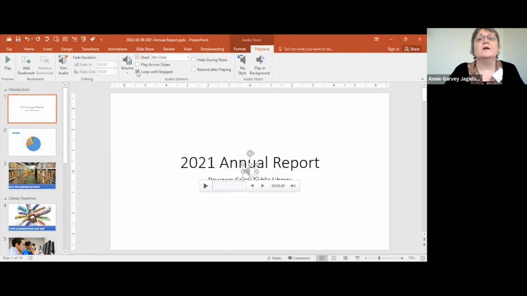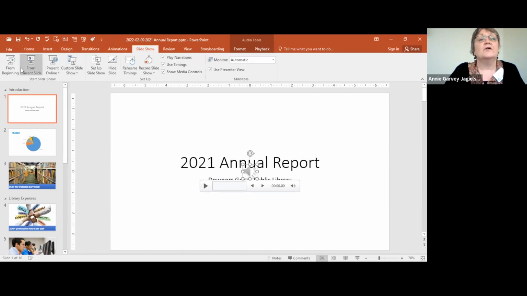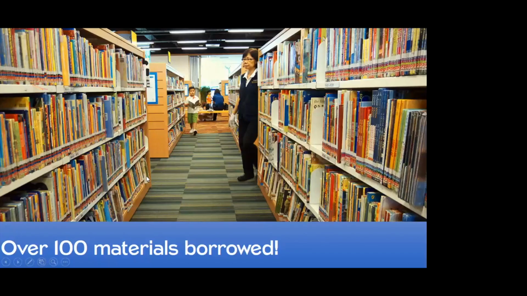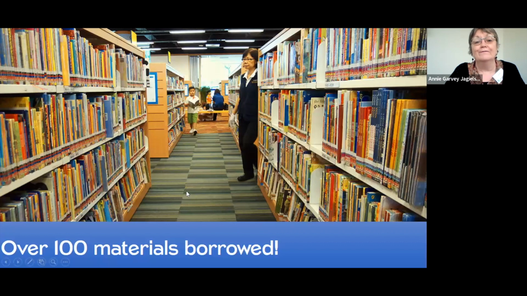So I could just keep it looping so that it doesn't stop between slides. And I could rewind it after playing, and then I can hide it during the slideshow, which I would probably want to do, so you wouldn't see this right here. So when I start the slideshow, you shouldn't see that I have it in there. I'm going to click on slideshow from beginning, and now you can't see that I have it in there. Got it. But it should be playing, and it's not, but it should be.